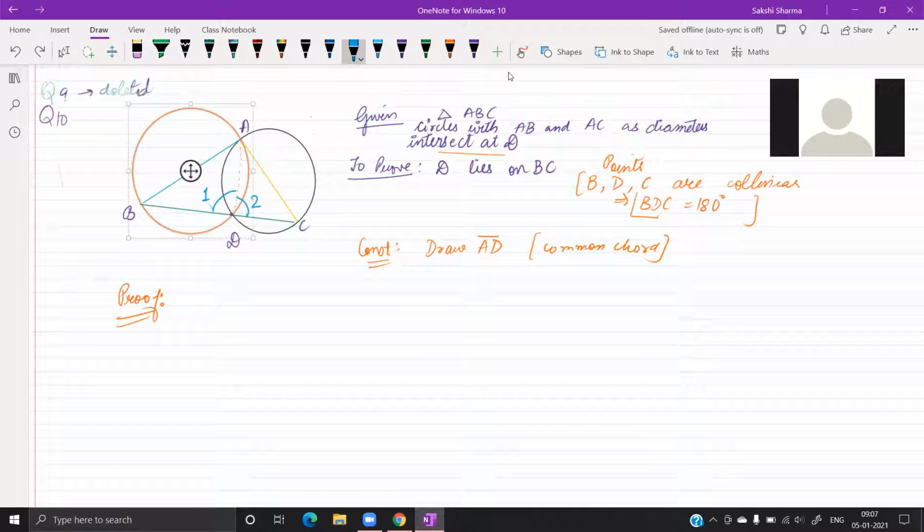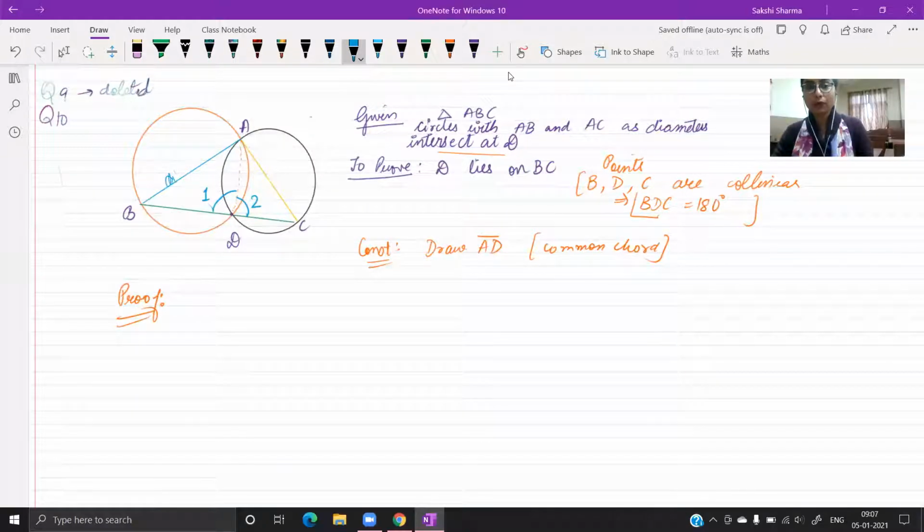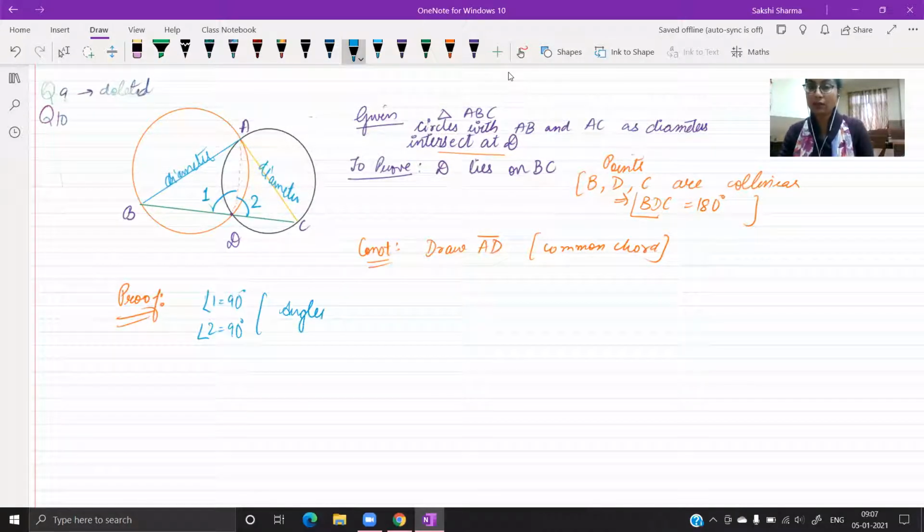So I'm going to go back to the original figure here. If you want, you can write this down: AB is diameter and AC is diameter. Angle number 1 will be equal to 90 degrees and angle number 2 will be equal to 90 degrees. These are angles formed in the semicircles.